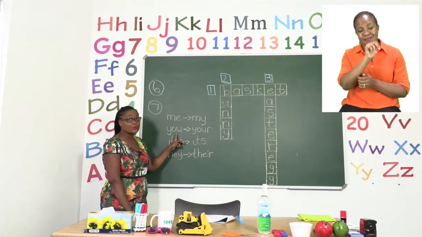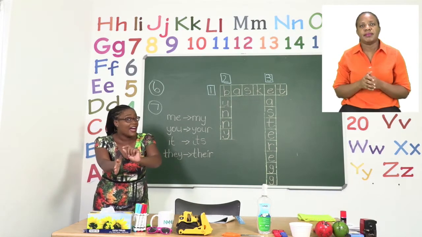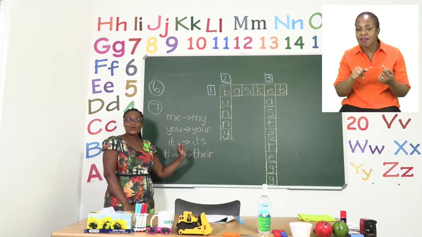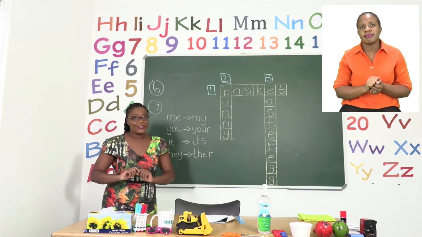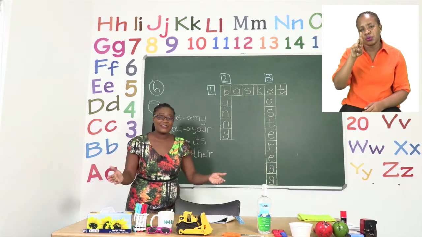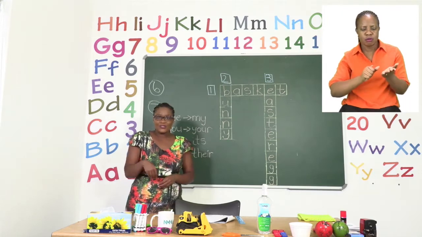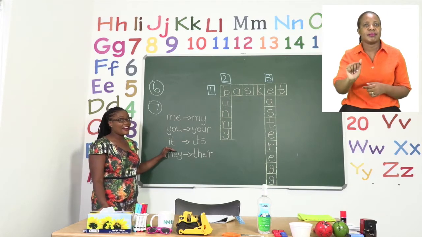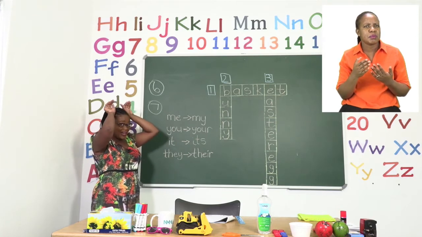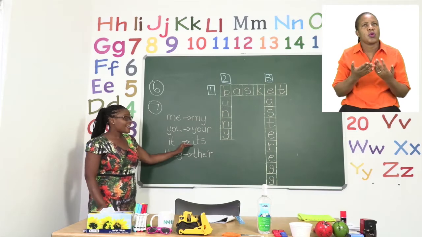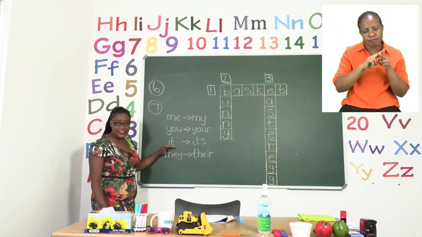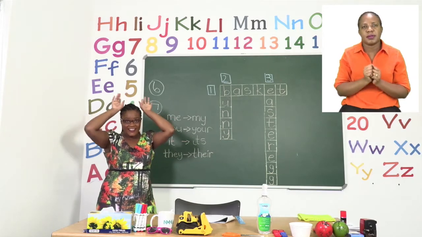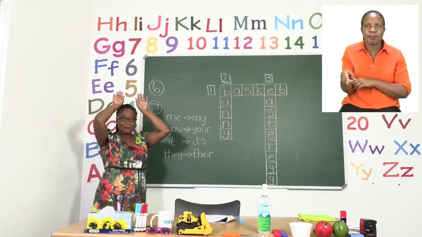And then, if we are talking about a pronoun for the word you, we would be pointing to someone else. But now if we want to show that something belongs to that person, we change the word you to the word your. Your book, your pencil, your eraser, to show that it belongs to you. And then if it is something else, maybe we are talking about a puppy or a bunny rabbit, we are going to say its. So instead of saying it tail, we say its tail or its ears, to show that the ears belong to the bunny.